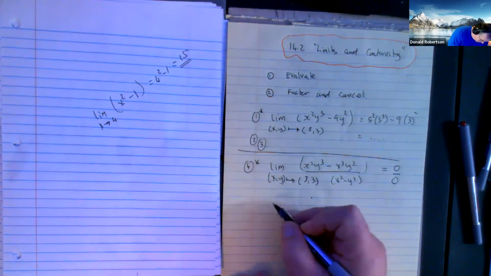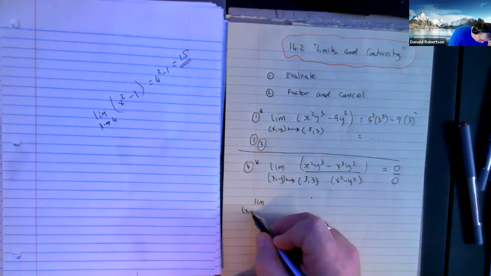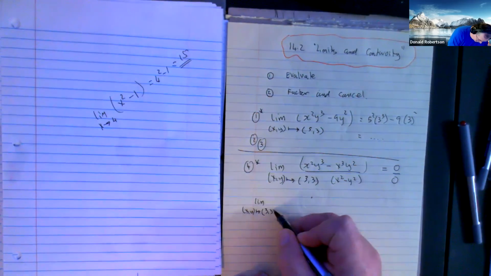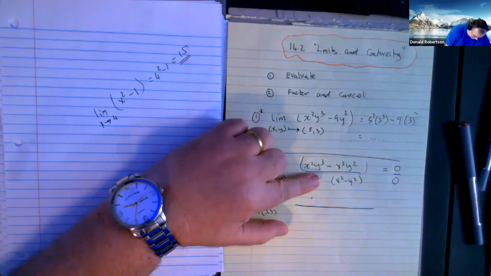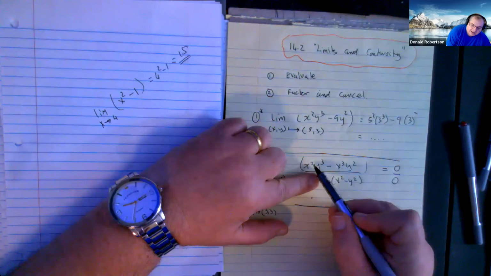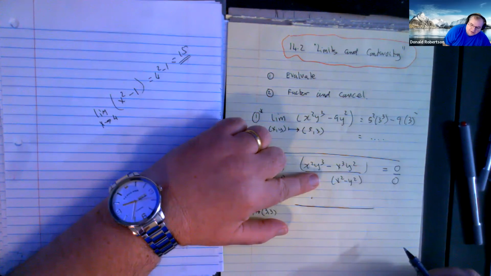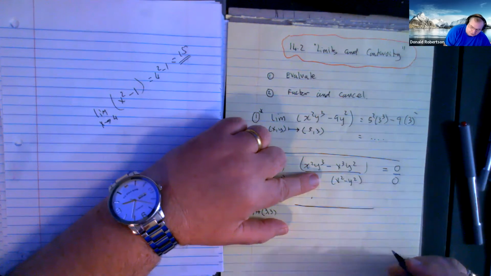So I'm going to use technique number 2. I'm going to try factor and cancel. Okay, look at the top term, x squared y cubed, take away x cubed y squared. There are some common factors there. Do you want to tell me what the best common factor you can pull out of both?